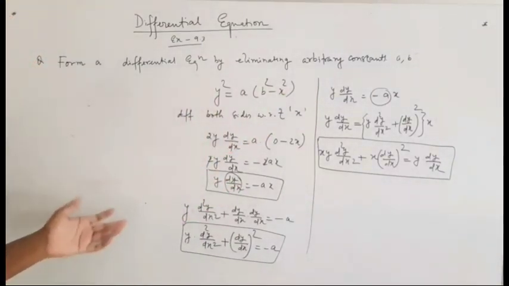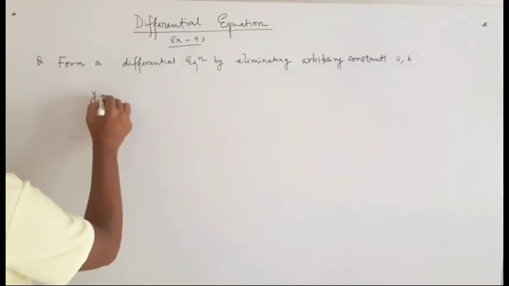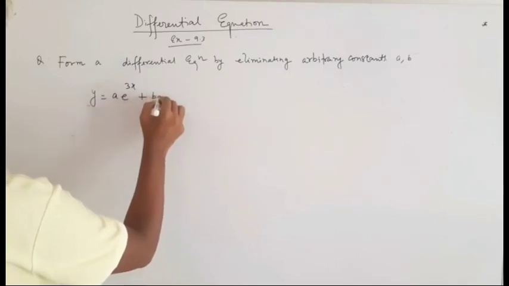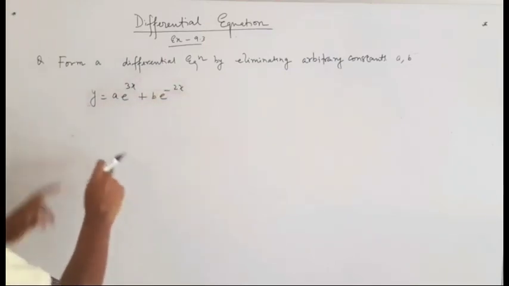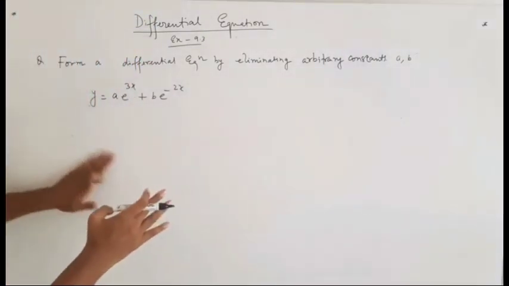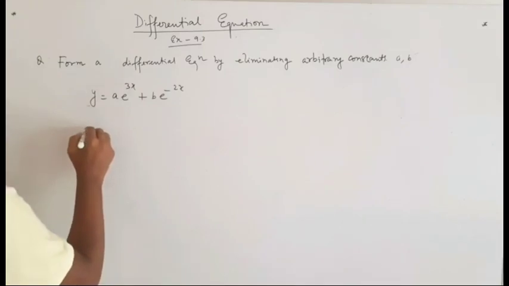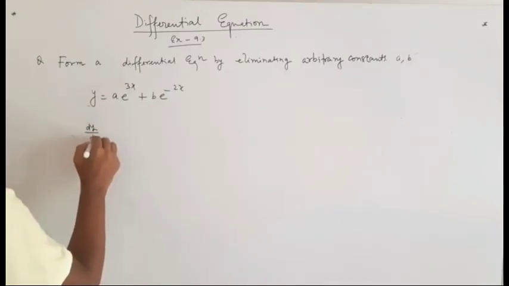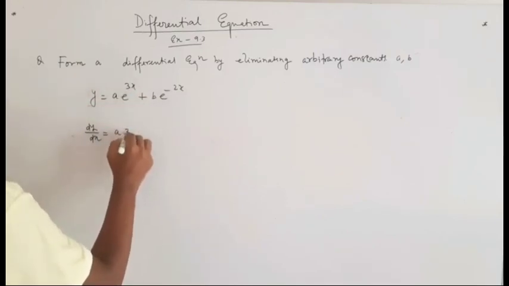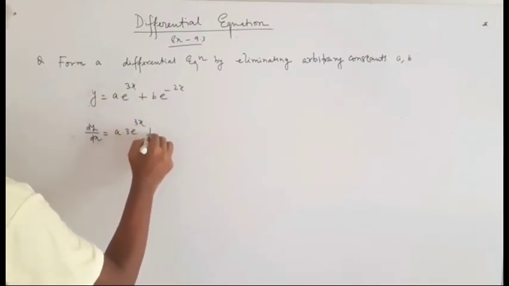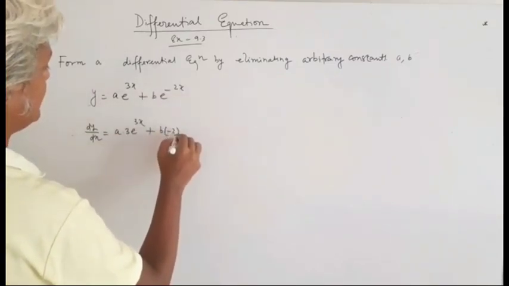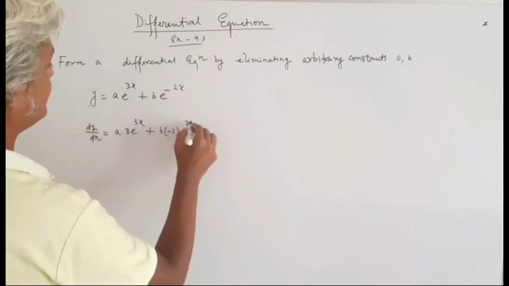Now I take another example. We have the equation y equals a e to the power 3x plus b e to the power minus 2x, and we have to form a differential equation by eliminating these arbitrary constants a and b. So just start differentiating. dy over dx is a times the differentiation of e to the power 3x, which is 3e to the power 3x, plus b is constant, times the differentiation of e to the power minus 2x, which is minus 2e to the power minus 2x.